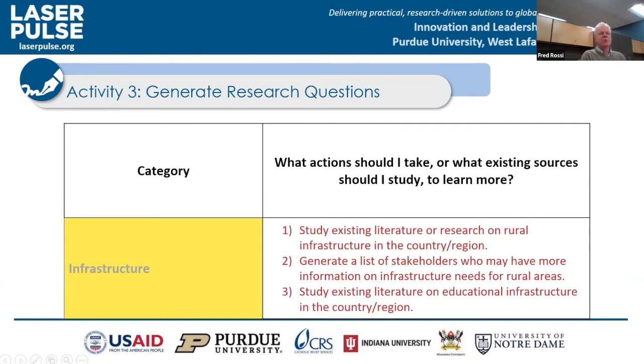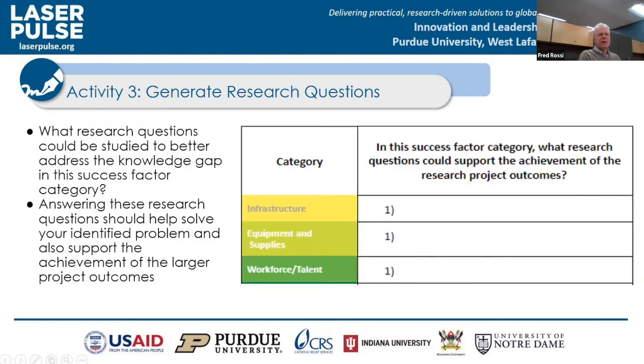As we do this, we will be able to refine and expand on our questions from Activity 2 for each relevant success factor. And this will allow us to prepare validated research questions. All right, next slide. So this is the second column. Now we want to ask which research questions could be studied to better address the knowledge gaps in the success factor category. Answering these research questions should help solve your identified problem, and also support the achievement of the larger project outcomes.